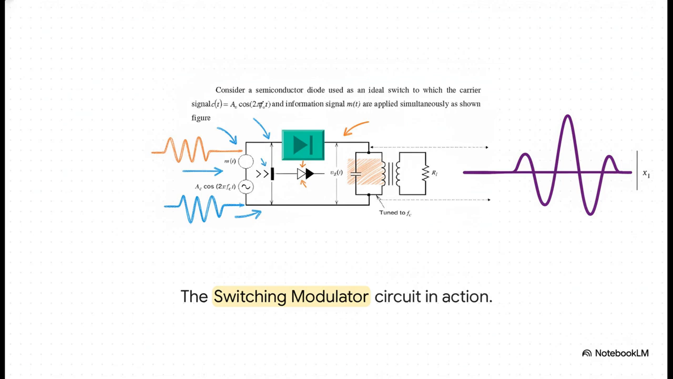When that high-amplitude carrier is positive, the diode is forward biased. It acts like a closed switch. When it goes negative, the diode is reverse biased, acting like an open switch. This rapid periodic switching effectively multiplies our message with the carrier. Boom, we have our AM wave, which is then nicely smoothed out by a bandpass filter.